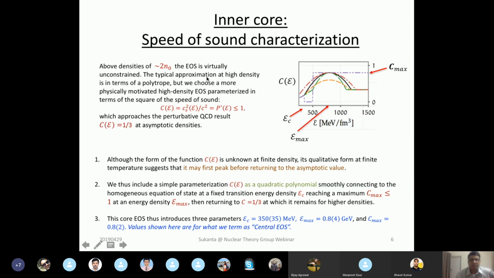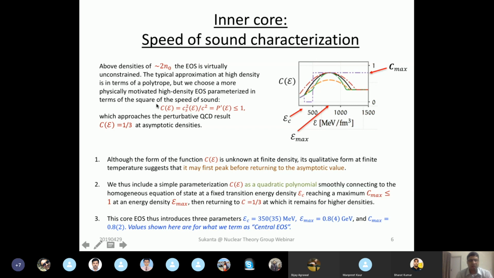So, above densities of twice the nuclear saturation density, which we expect to be quite prevalent in the core, the equation of state is, as known to this audience, unconstrained. So the typical approximation that people use at high densities is to characterize it with a polytrope. But here we choose what we believe is a more physically sound high density equation of state, parameterized in terms of the square of the speed of sound.